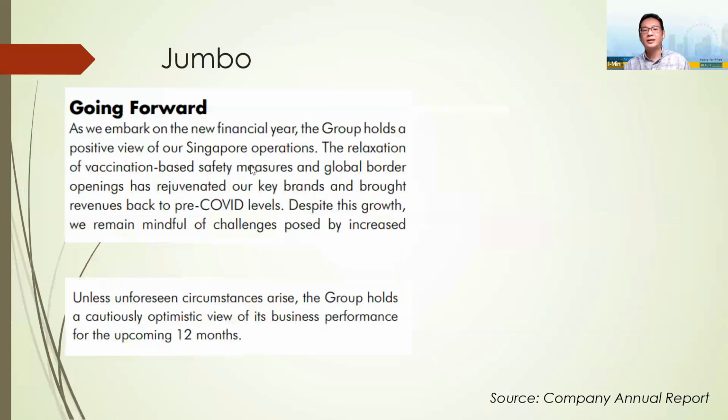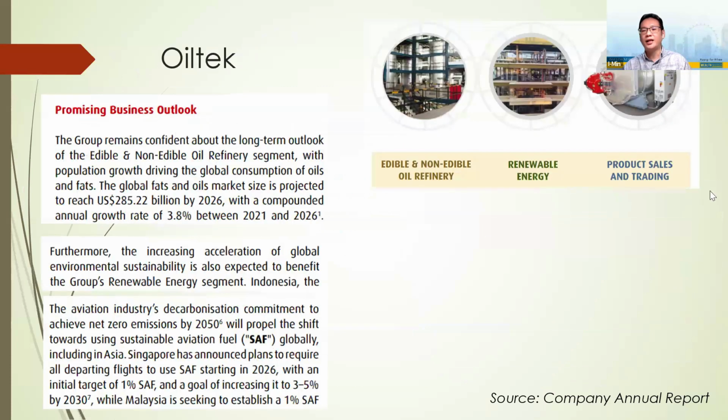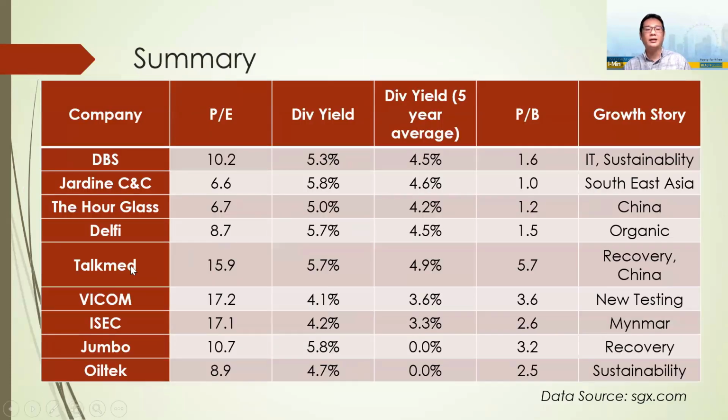So DBS is IT, Jardine is Southeast Asia, Hourglass is China, Delfi is just organic growth. Don't have any new initiative. TokMed, recovery and China. Vicom, new testing area. Isaac, Myanmar. Okay, Jumbo is the COVID recovery story. And Oitech is sustainability. Everyone talks about sustainability. Okay. And these are the numbers. I think some have lower PE. Dividend yield all above 4%.